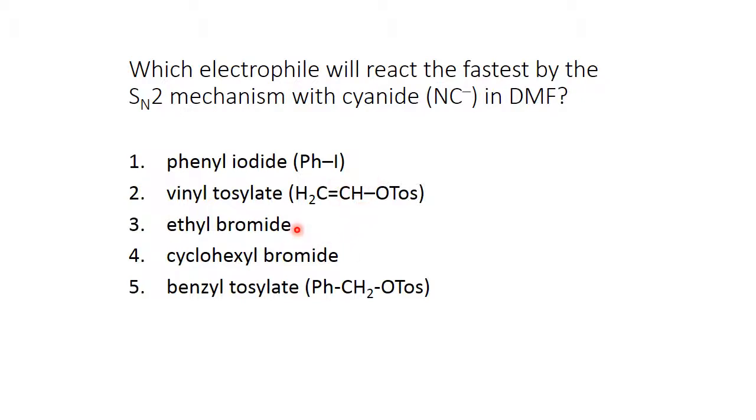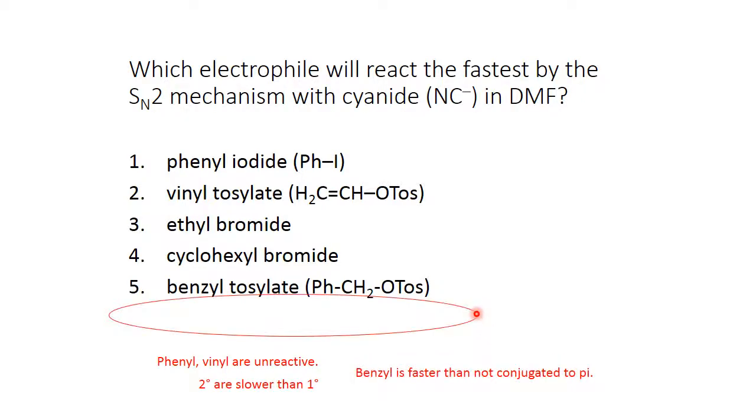Then we have the ethyl bromide, cyclohexyl bromide, and benzyl tosylate. The cyclohexyl bromide is secondary, and ethyl bromide and benzyl tosylate both are primary. The phenyl ring on this carbon is primary, that's primary, but this helps to stabilize the transition state. So the fastest one is going to be number 5. And so it's not even circled, but it's number 5.